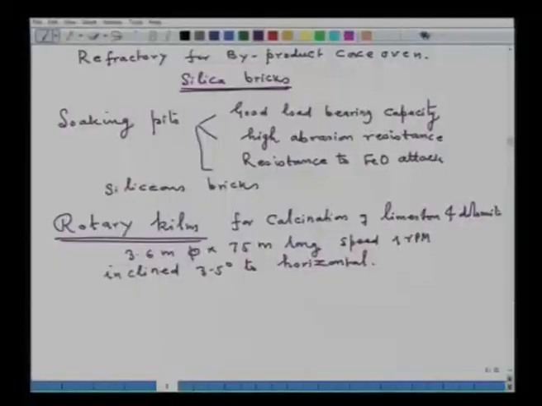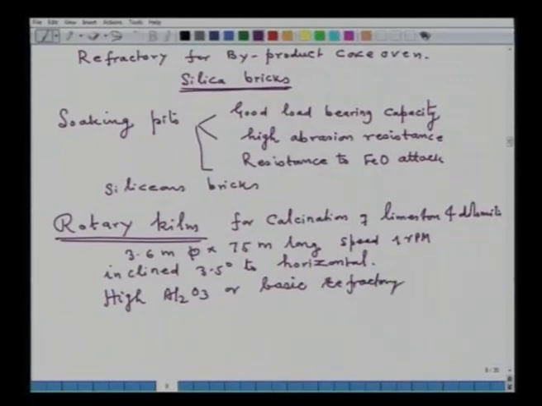For example, high alumina or basic refractories are used. Here also temperature varies from 180 to as high as 1600 degrees Celsius. So, depending on the zone, one can go for a zoned concept of lining of refractory, or one may line the same refractory throughout, but lining the same refractory will be very costly as compared to zone lining.